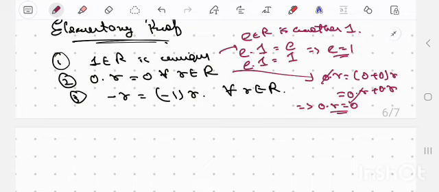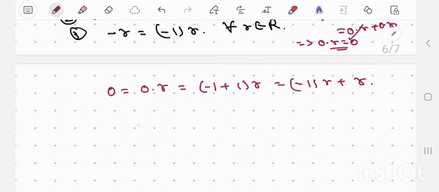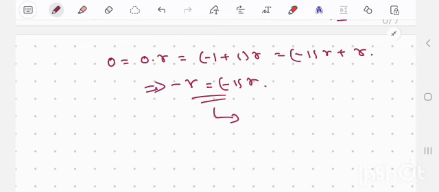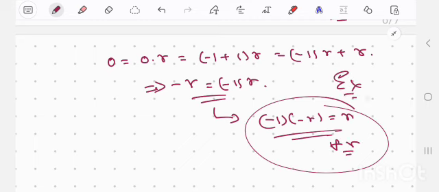Fine. The third property is also very easy to prove. Observe that I can write 0 as 0 times r, which can be written as minus 1 plus 1 times r, which can be written as minus 1 times r plus r. If you add minus r on both sides from the right, you will get minus r to be minus 1 times r. In the same way, you can prove the fourth property, that is, minus 1 times minus r is r, for every r. Take this to be an exercise. Clear? Okay. Now let us move on.